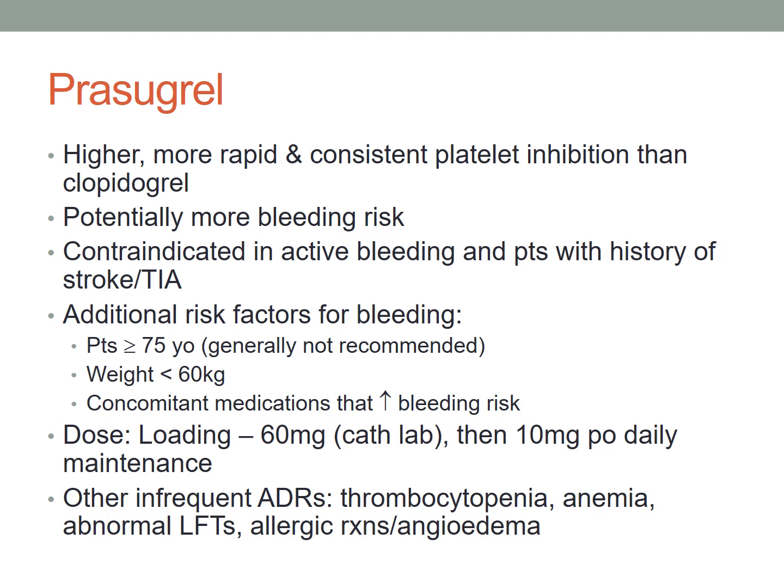These next two agents aren't prescribed much in primary care, but I want you to be aware of them and their potential side effects and toxicities. Prasugrel has a higher, more rapid and consistent platelet inhibition than clopidogrel and potentially more bleeding risk. It's contraindicated in active bleeding and in patients with a history of stroke or TIA, so you won't be using this agent for secondary prevention of stroke like you may use aspirin or Aggrenox or clopidogrel.